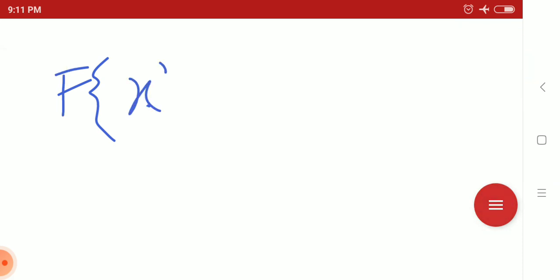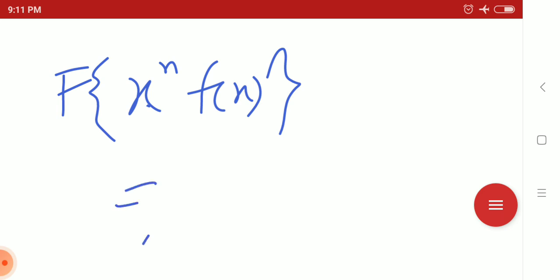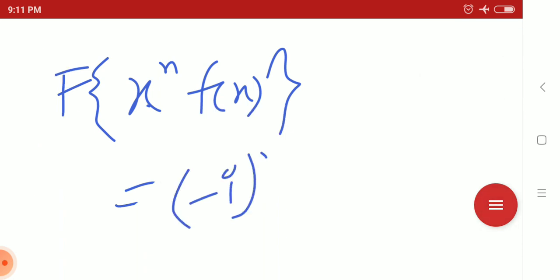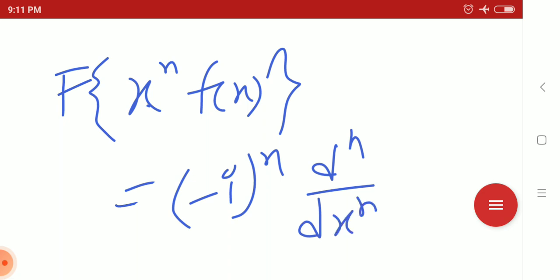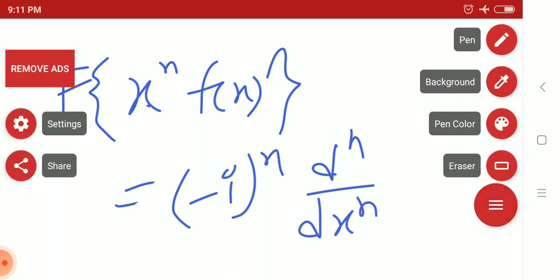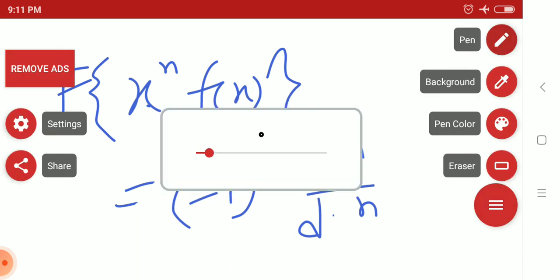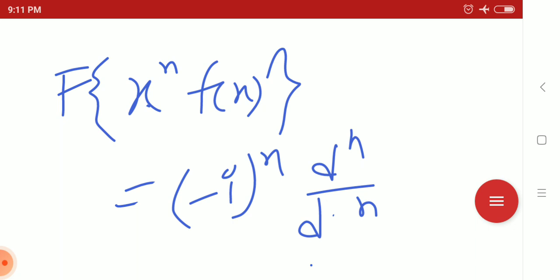Fourier transformation of x to the power n f of x. The property of it, the result of it will be, let me write, minus iota whole to the power n, d^n by dk^n, not dx, because we are changing it into the k space, d^n by dk^n f of k.